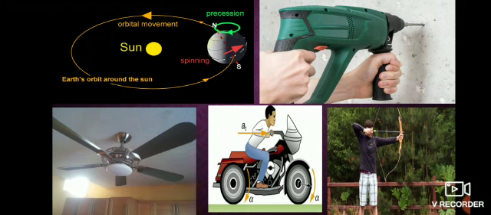Now we see another example, motion of blades of a ceiling fan. Here the blades of this ceiling fan consist of only rotatory motion. Next, motion of wheels of an object. So here the wheels consist of both translatory motion and also rotatory motion. Now the last example is motion of an arrow from a bow. So here the arrow consists of only translatory motion as it is moving only in a straight path.